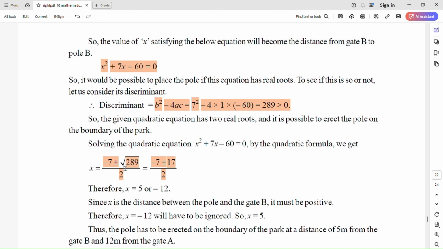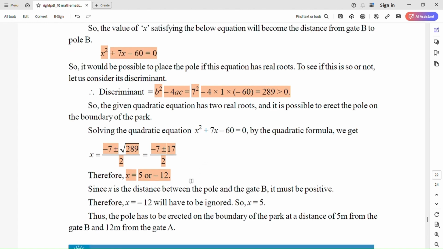Which is equal to minus 7 plus or minus 17 divided by 2, or x is equal to 5 or minus 12. These are the two values. Distance cannot be negative, right? Distance only has to be positive. So x equal to 5 is the option. So from one gate it is 5 meters distance, and from the other gate it is 12 meters distance.